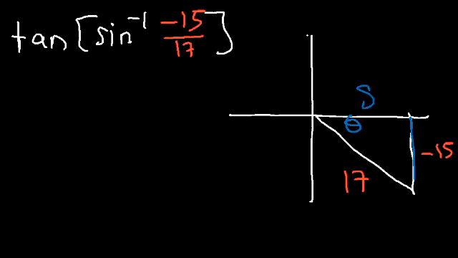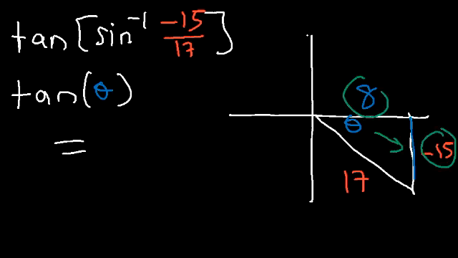But if you want to use the Pythagorean theorem equation, 17 squared is 289, 15 squared is 225. 289 minus 225 is 64, and the square root of 64 is 8. So you could do it mentally that way as well. Now that we have all three sides, let's figure out what tangent theta is equal to. So tangent theta is equal to the opposite side over the adjacent side, based on SOHCAHTOA. So it's negative 15 over 8. And so that's the answer for this problem.